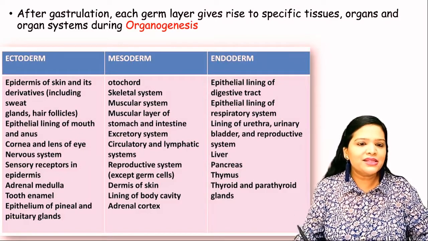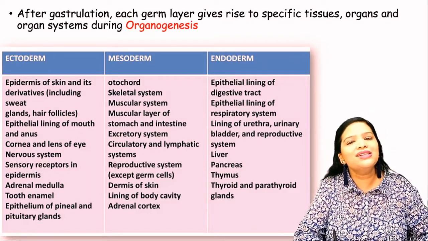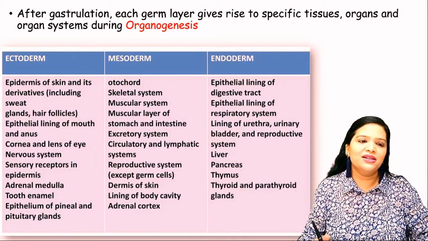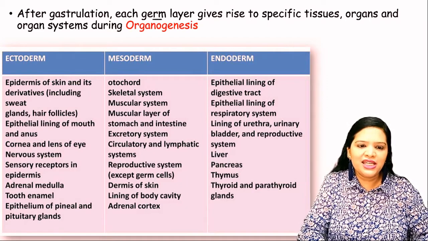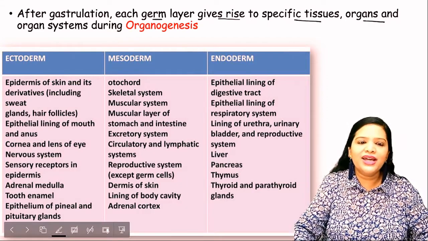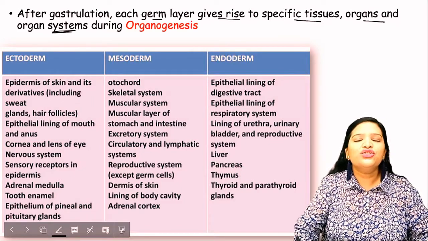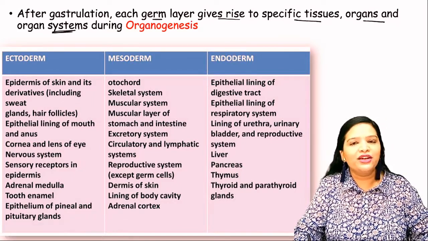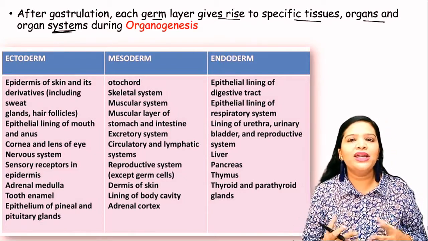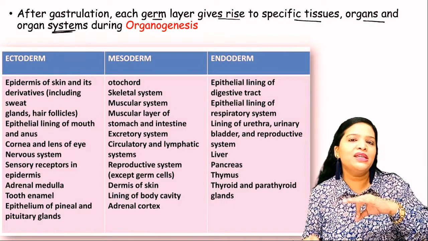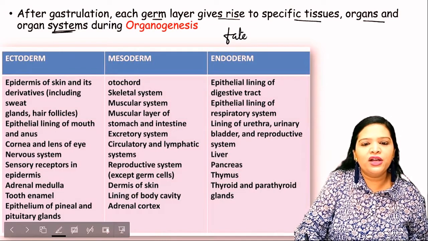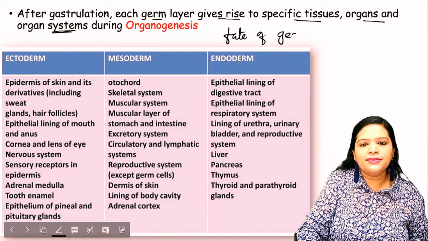The next step is organogenesis. What is organogenesis? Formation of organs from these germ layers. After gastrulation, each germ layer gives rise to specific tissues, organs and organ systems. This is called organogenesis. See, our complete body has been formed from these three germ layers only. This is called the fate of germ layers.